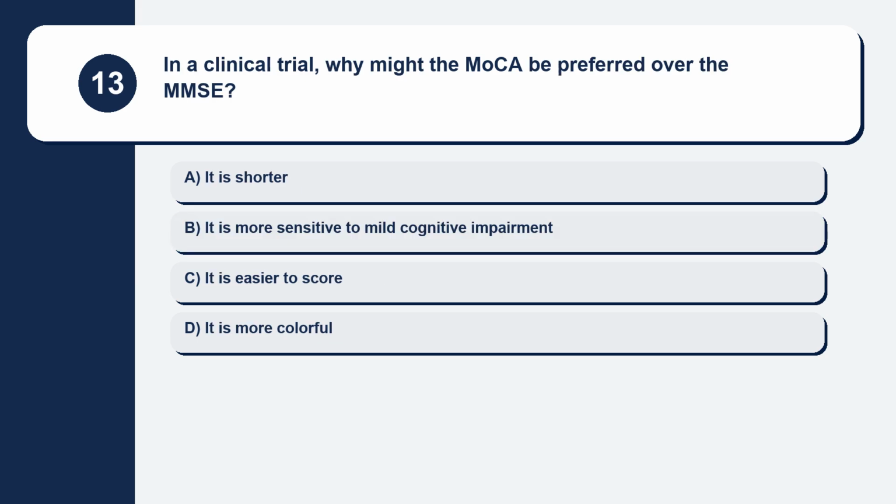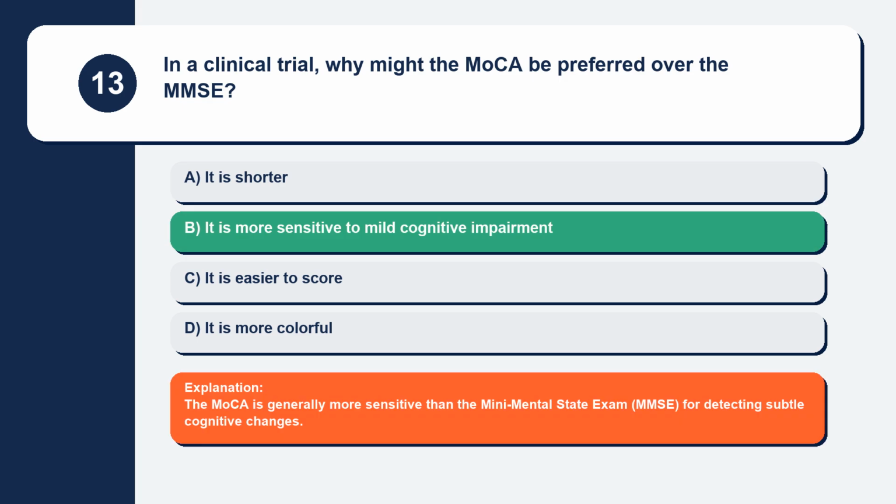Question 13. In a clinical trial, why might the MoCA be preferred over the MMSE? It is shorter. It is more sensitive to mild cognitive impairment. It is easier to score. It is more colorful. The MoCA is generally more sensitive than the Mini-Mental State Exam, MMSE, for detecting subtle cognitive changes.